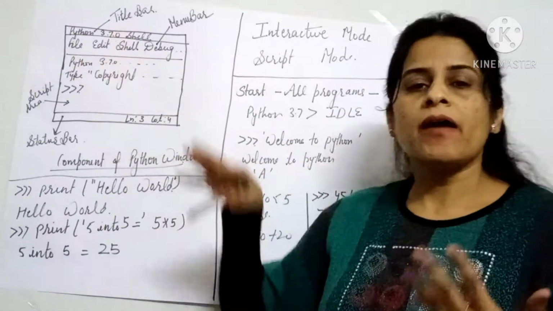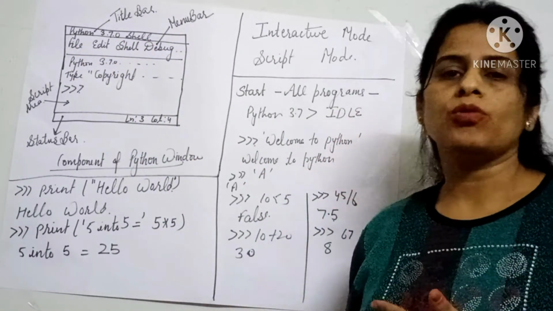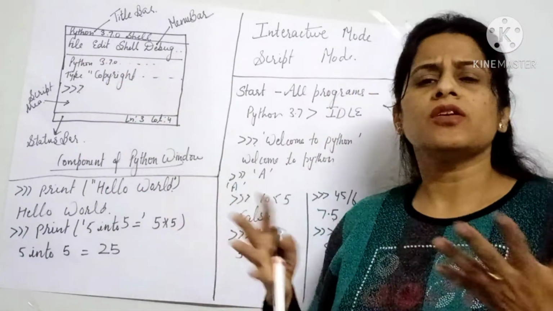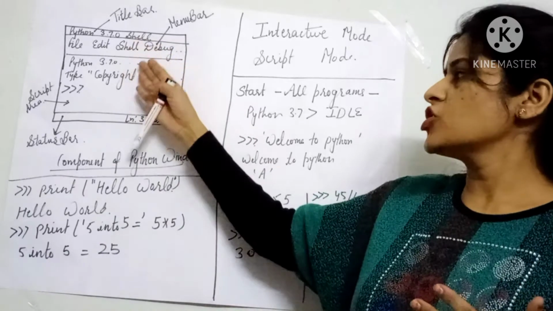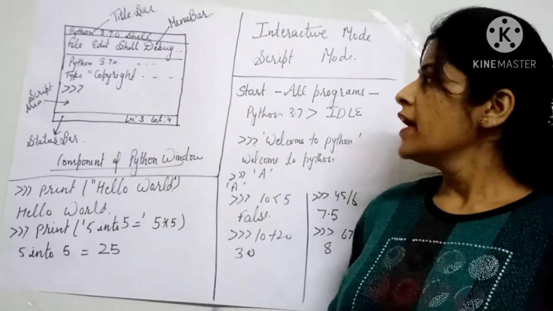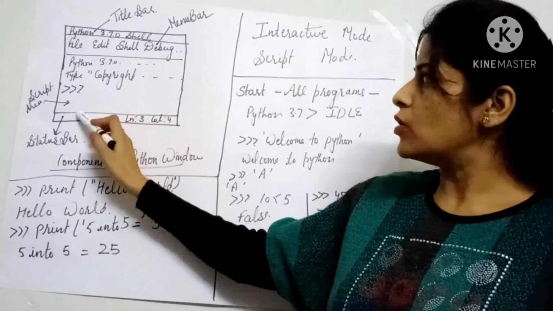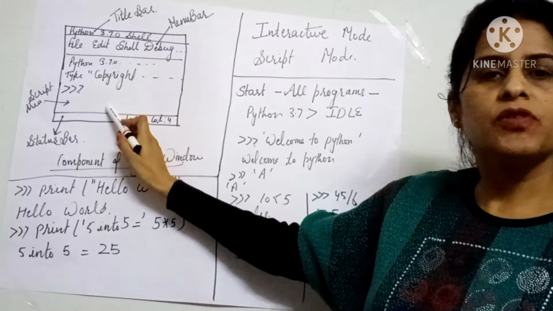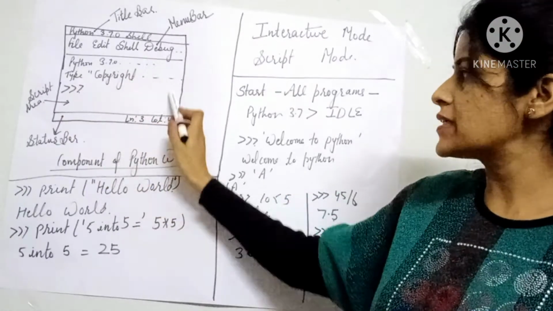In the File tab, you can open, close, and save your program. In Edit, you can cut, copy and paste. And the shell, I will tell you later what the shell in Python is. After that, it will show this window. First is the title bar. Next is the menu bar, and after it is the script area.